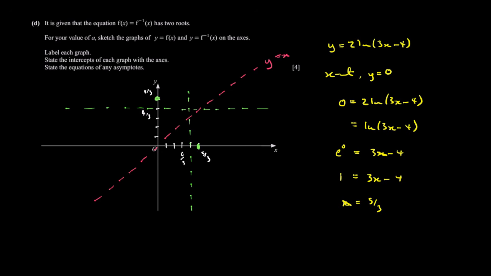Well, if these two graphs, the function and its inverse, intersect twice, then they've got to intersect along the line y equals x. That's where they've got to intersect. So we're going to have two intersection points, right? And I'll draw them here and here, I guess.